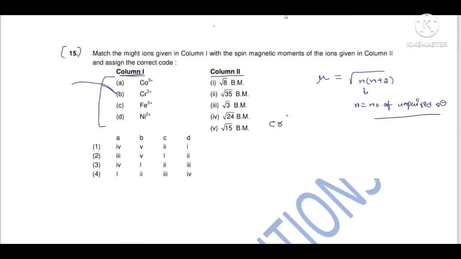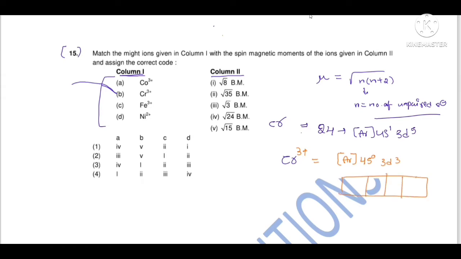Here I am taking chromium 3 plus ion. We know that chromium's atomic number is 24. Its electronic configuration is argon 4s1 3d5. Now let us see its electronic configuration in chromium 3 plus. That means loss of 3 electrons. Its electronic configuration is argon 4s0 3d3. Now fill up the electrons in d orbitals. Here 1, 2, 3. We observe that there are 3 unpaired electrons. That means n equal to 3. The number of unpaired electrons present in chromium 3 plus is 3.